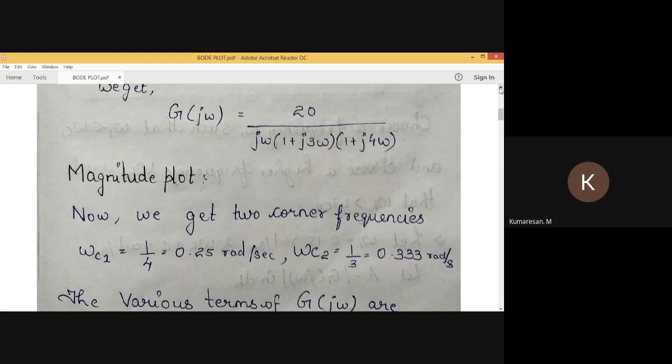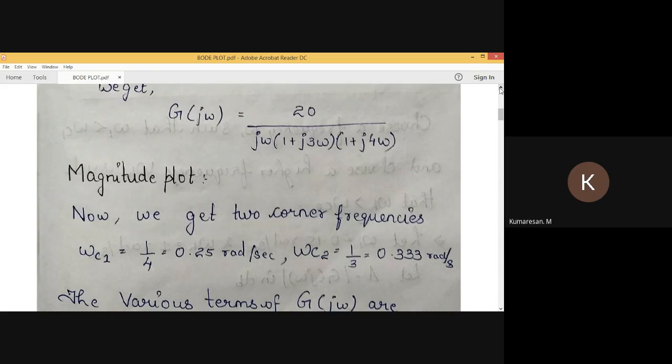From the J omega term we can't find a frequency, because it is not added with any number. It is only J omega. But we can find the corner frequency for the remaining two terms, 1 plus 3 J omega and 1 plus 4 J omega. They are in the denominator, so we get 2 corner frequencies, one for 3 J omega and another for 4 J omega.